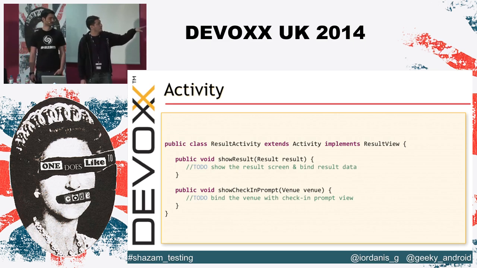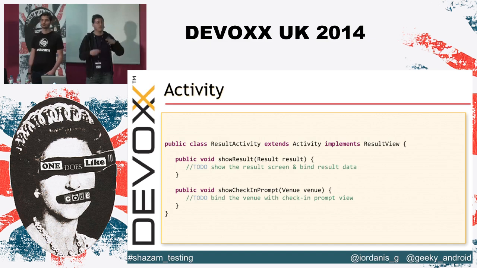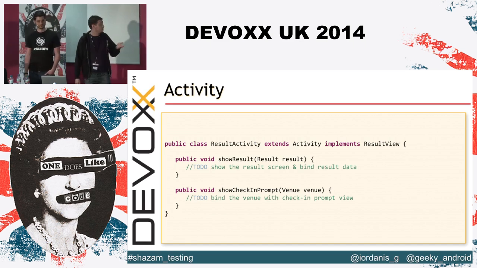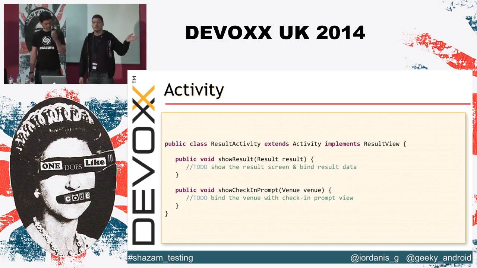Now, at this point, the activity is supposed to just simply bind these data to some sort of Android view. You might bind them to a button or show the images or the title of the song, of the result that you got. And then when you are supposed to show the check-in prompt, you take some steps like that. Because this view is supposed to be very simple, we don't have any if statements here. We don't have any logic whatsoever. It's simple data binding. And because of that, this activity has a cyclomatic complexity of 1. There is no need to unit test this. It doesn't actually do much. It has no business logic.